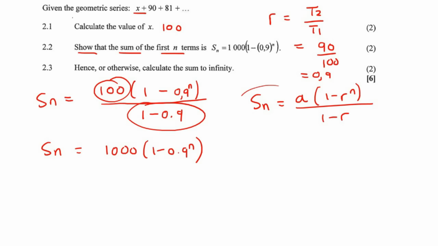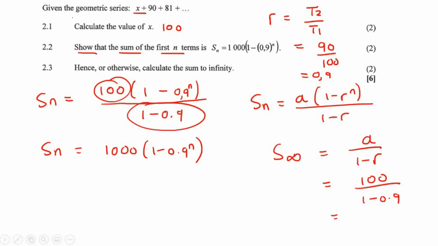And even if you used the alternative formula, you probably would have had a negative at the bottom or something like that, and then you would have been able to switch stuff around, and you would have still been able to get to the same point. And then it says hence or otherwise calculate the sum to infinity. So the sum to infinity, we know that that is equal to a over 1 minus r. This is actually a very easy question. I'm very surprised. So a is 100 and r is 0.9, and so the sum to infinity is just going to be 1000.